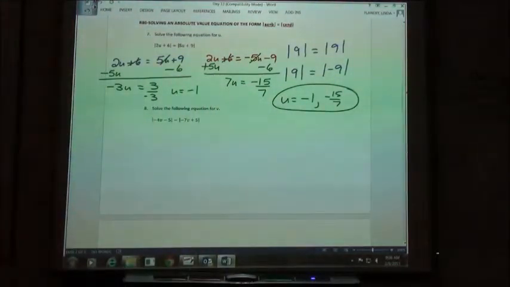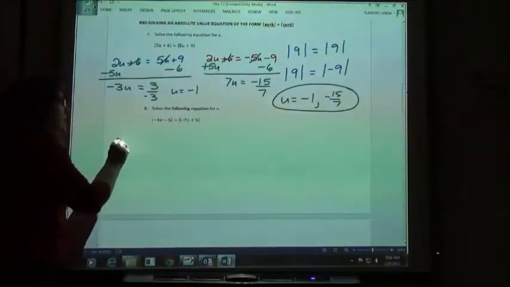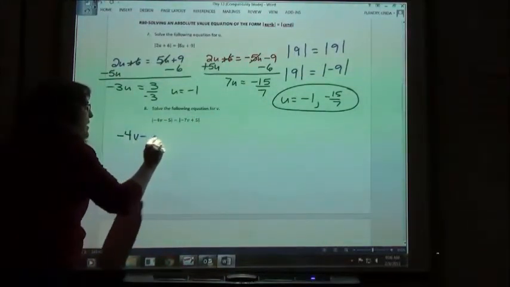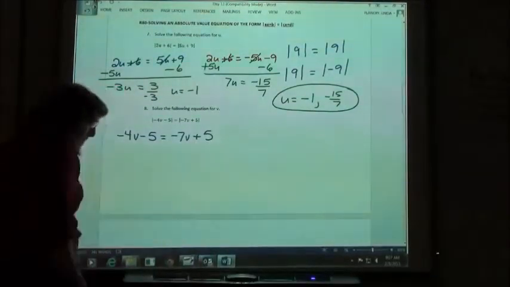So on number 8, same kind of thing. I've got absolute values on both sides. I want to set up my two cases that I'm going to have. First one, just leaving everything exactly the same as it is. Negative 4v minus 5 equals negative 7v plus 5.